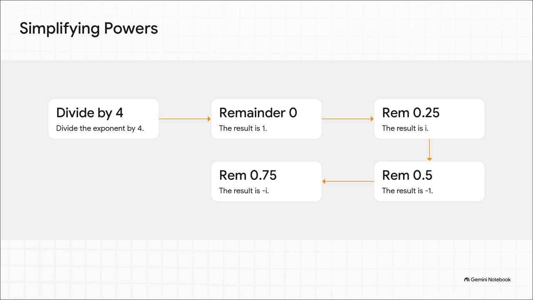So let's say you have i to the power of 20. Well, 20 divided by 4 is exactly 5, with 0 remainder.